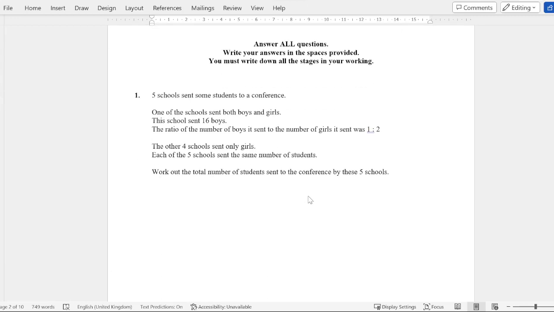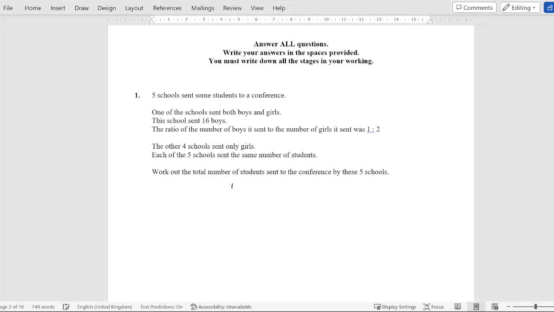5 schools sent some students to a conference. One of the schools sent boys and girls. This school sent 16 boys. The ratio of the number of boys to the number of girls was 1 to 2. The other 4 schools sent only girls. Each of the 5 schools sent the same number of students. Work out the total number of students at the conference for the 5 schools.